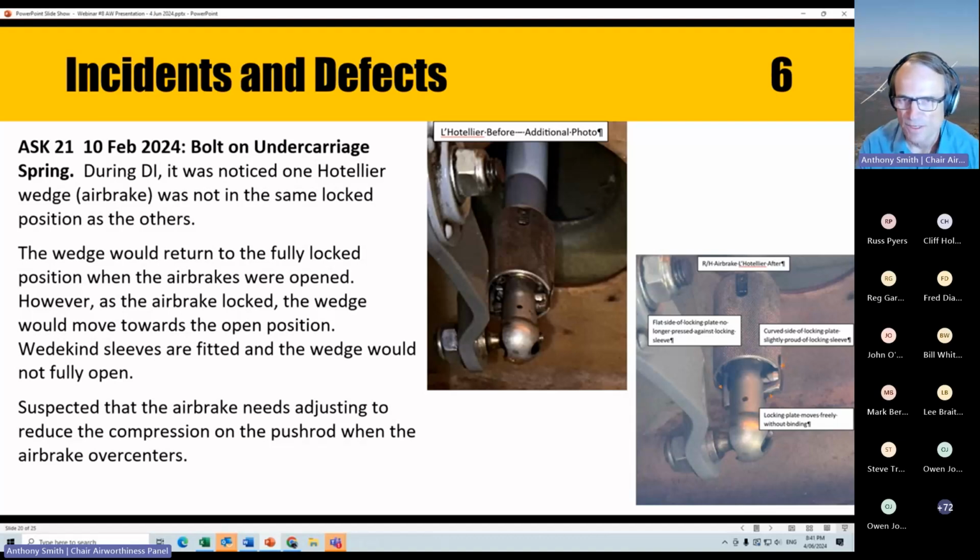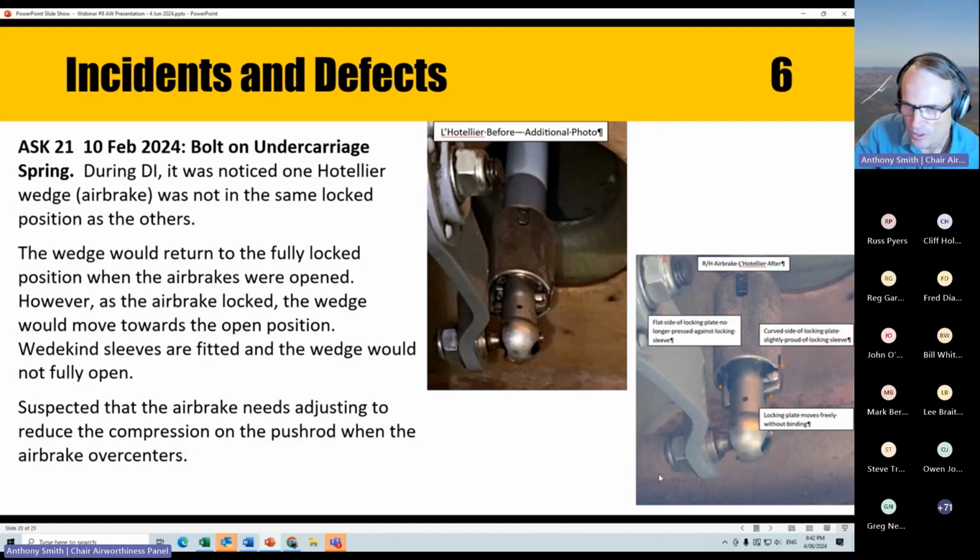Now, this aircraft's been fitted with the Wedekind sleeves, and the wedge would not open to the fully unlocked position. The sleeve would prevent that. At the moment, it was suspected that the air brake needs adjusting and there's too much compression on the push rod and it's starting to force the wedge open when it over centres.